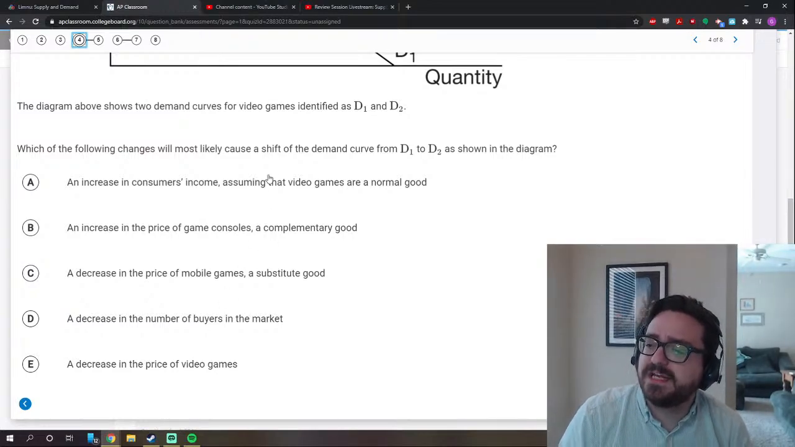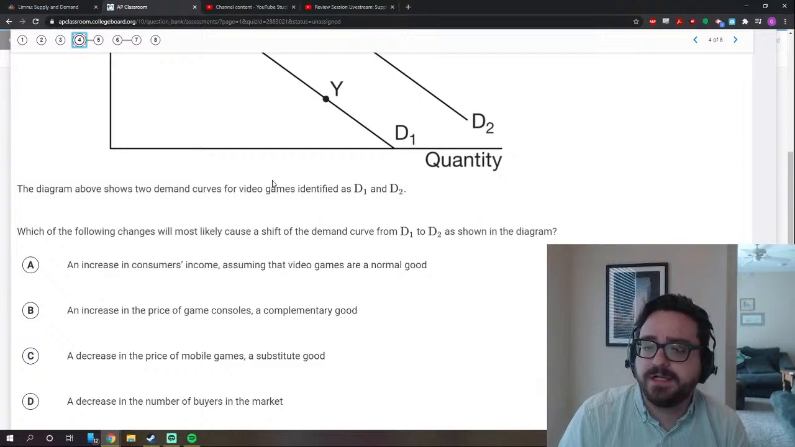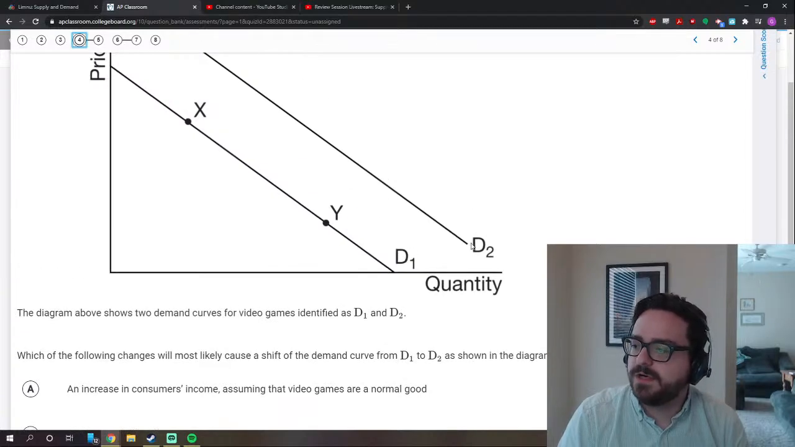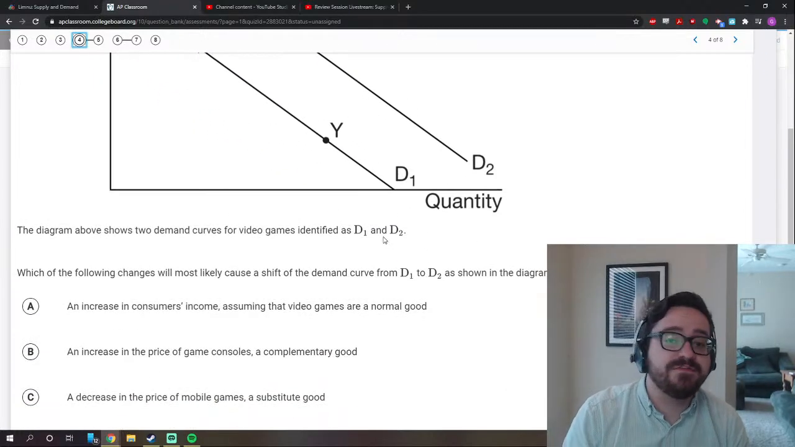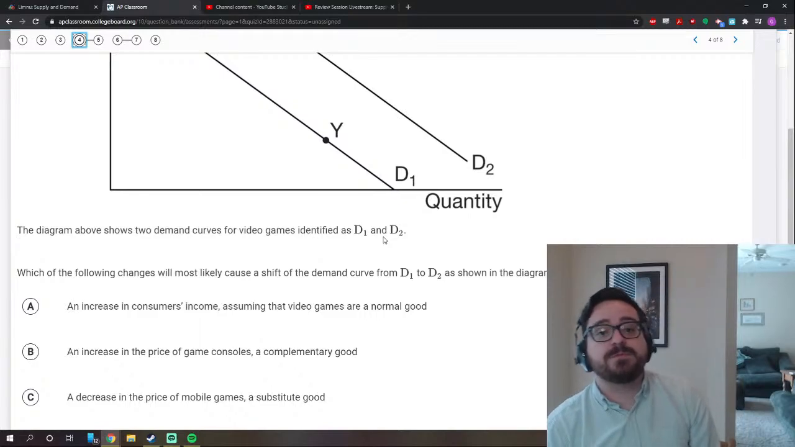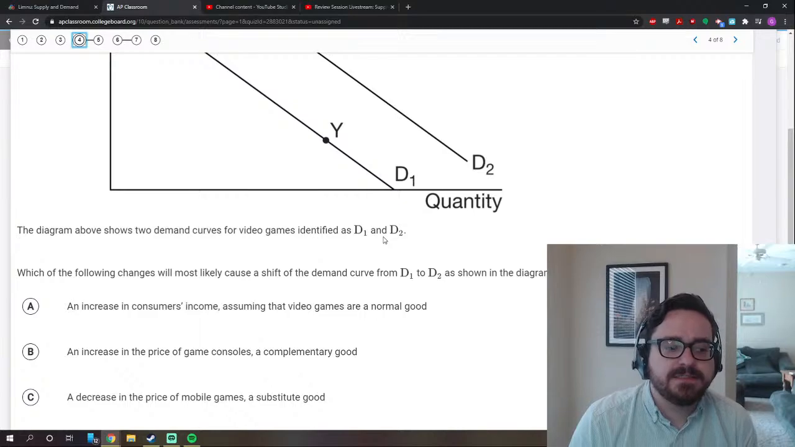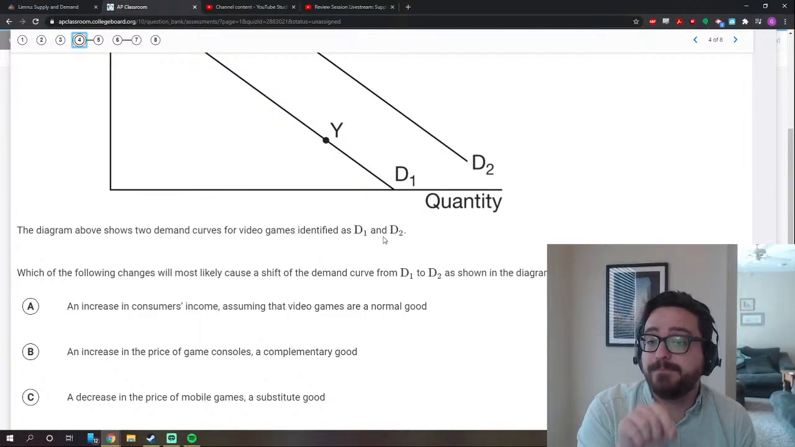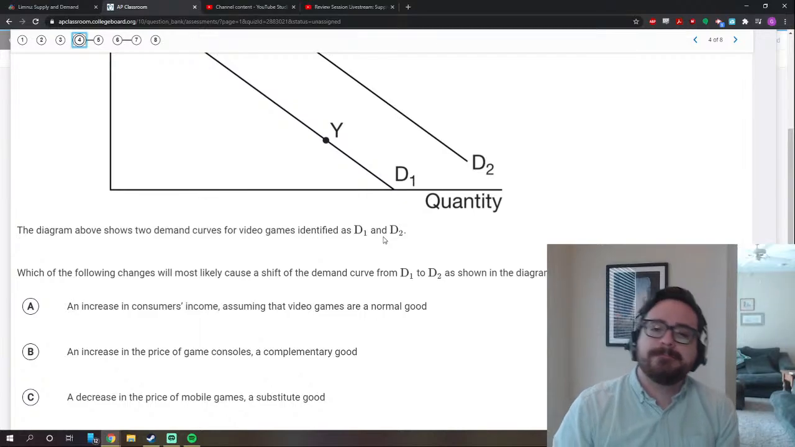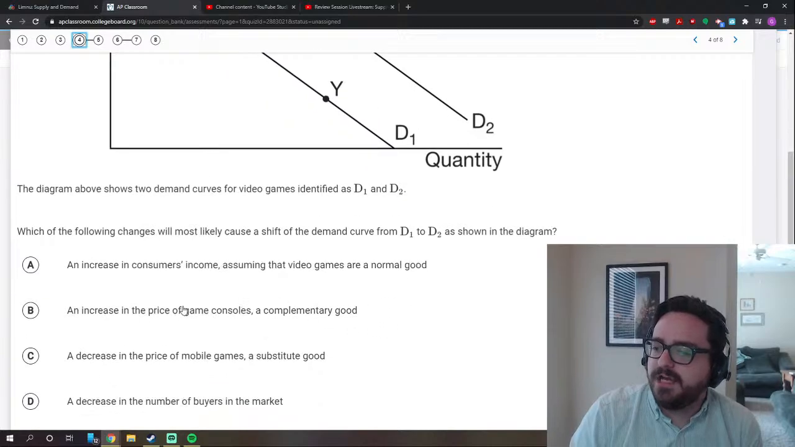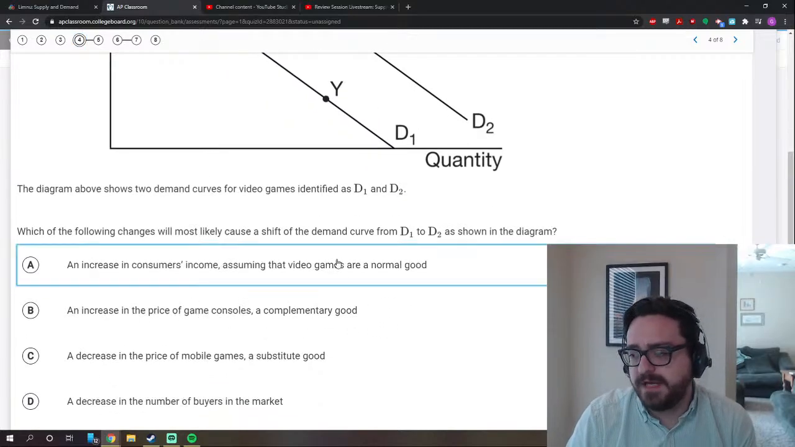Increase in consumers' income, assuming that video games are a normal good. I've got more money. Video games are a normal good. I'd want more of them. D1 to D2. Regardless of the video game itself, regardless of whatever price it was at before, me having more money tells me I want more, because it's willingness and ability. This is definitely helping my ability, which is going up. D1 to D2.